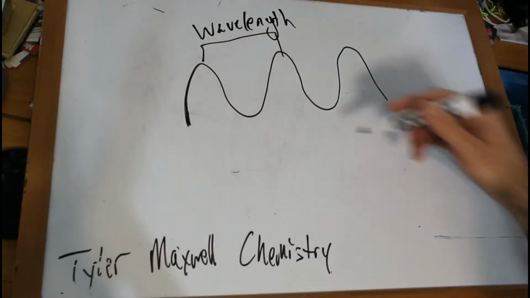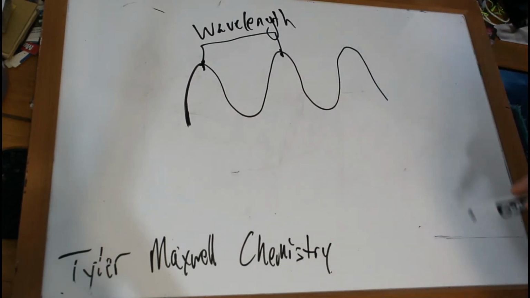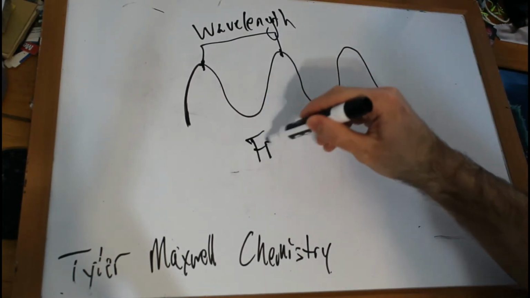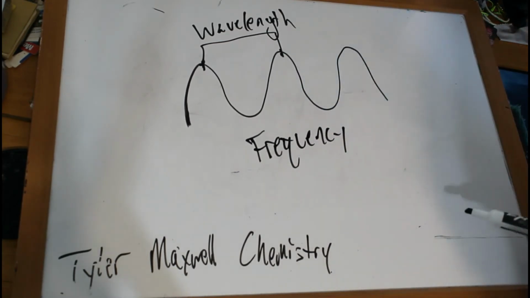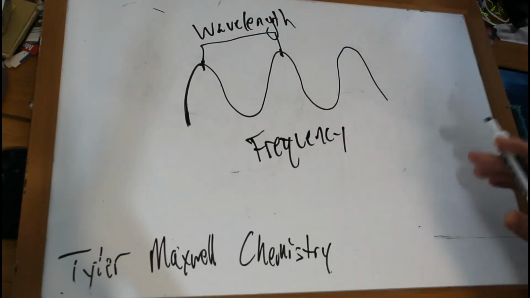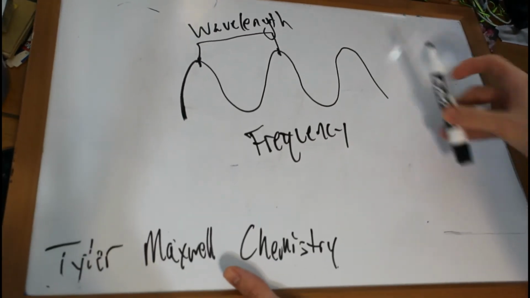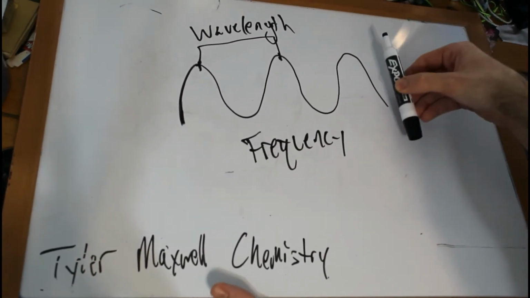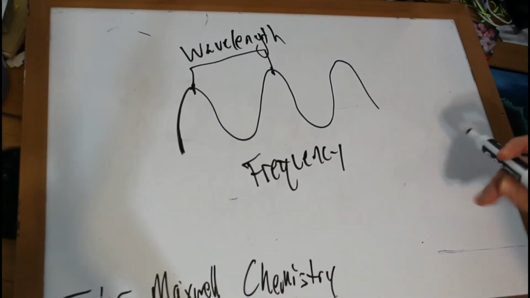And that's just the distance between two peaks in a wave. The other property that we're going to be learning about is frequency. And frequency is the amount of peaks in a wave that pass through a point in a given period of time. And you can think about it as how many peaks are going to pass through my pen as the wave is traveling in a given period of time.